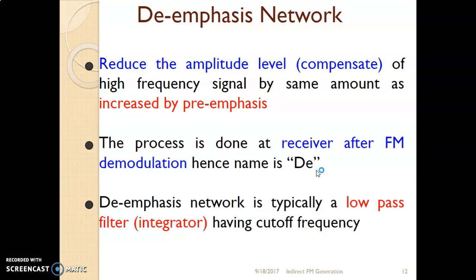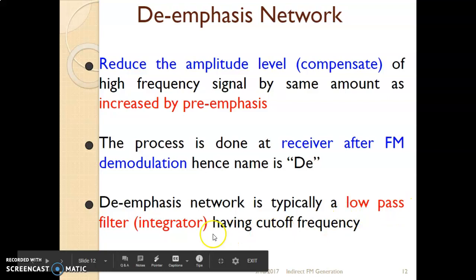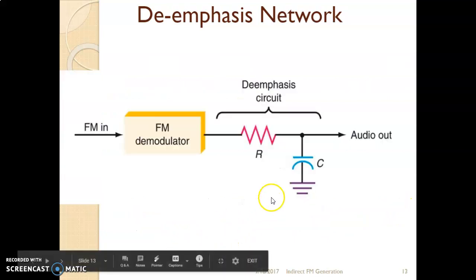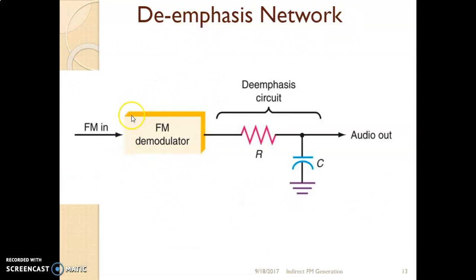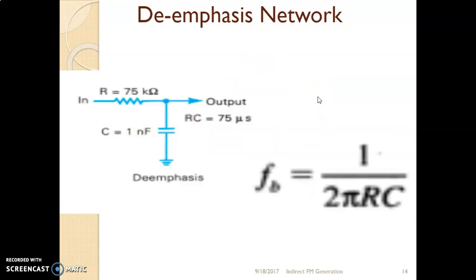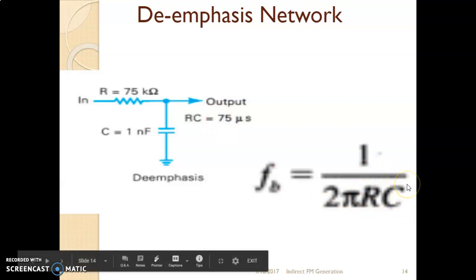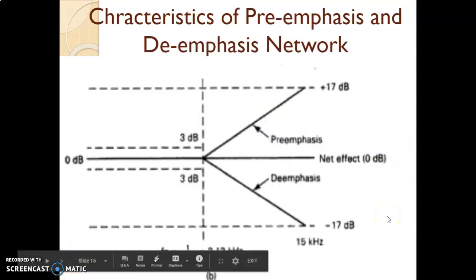De-emphasis is the opposite of pre-emphasis. If pre-emphasis is a high pass filter, then de-emphasis is going to be a low pass filter or integrator having a cutoff frequency of, this is a typical look of a de-emphasis network. After FM demodulation, there is an RC network which is acting as a low pass filter or an integrator or a de-emphasis network, and the formula for it is 1 upon 2 pi RC. This is the formula for cutoff frequency, and with typical values the circuit is designed to give an RC time constant of 75 microsecond, and when you substitute that in this formula, you will get a cutoff frequency of 2.12 kilohertz, which you are able to see here.